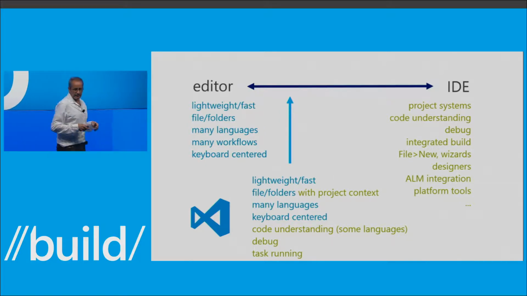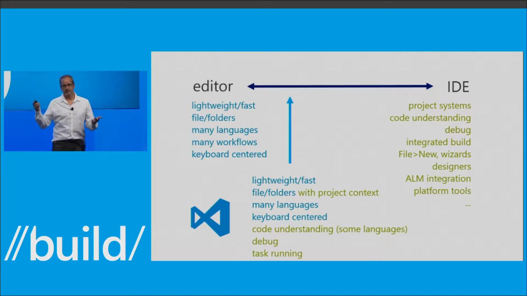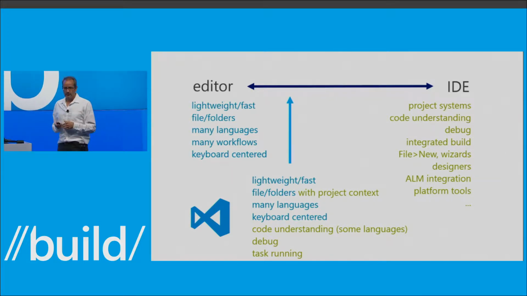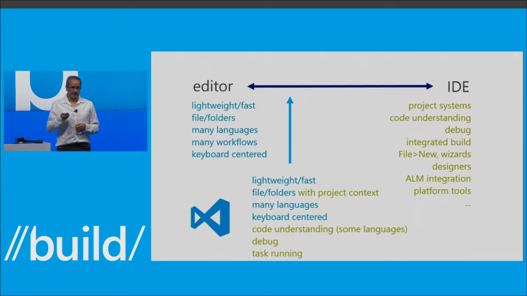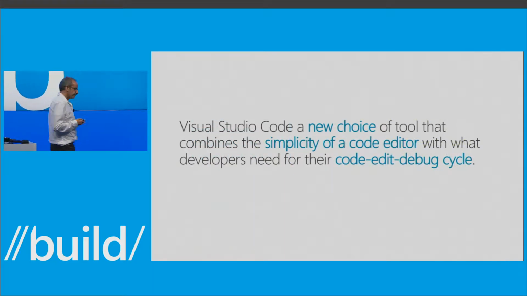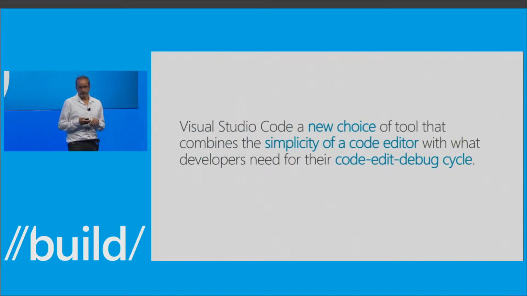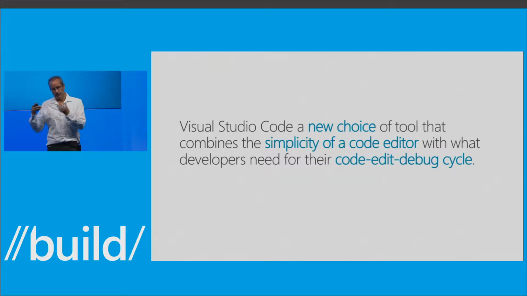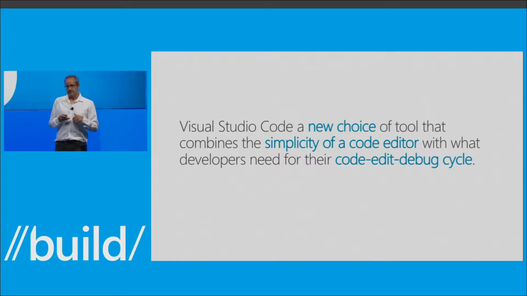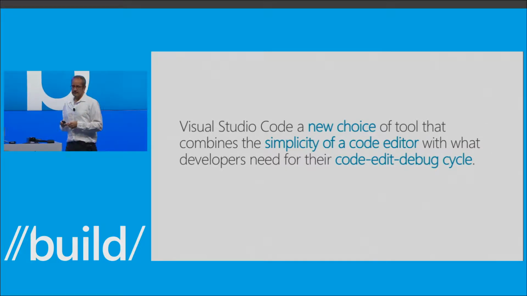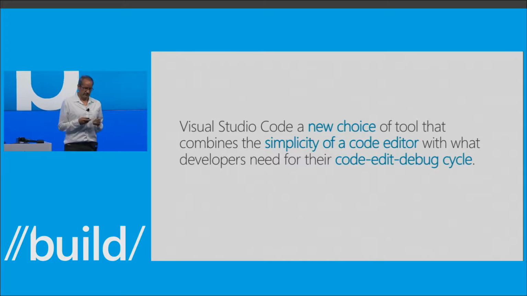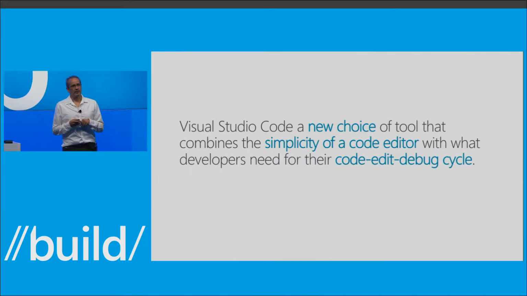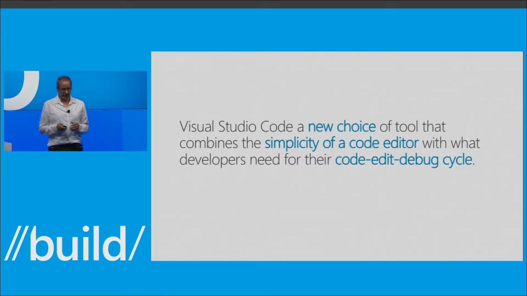And rather than having an integrated build system, we just allow you a loose integration of running tasks. And the task can run a build, can run tests, can do deployment. So it's very loose. And we will also demo later on what we mean by that. So in summary, Visual Studio Code should give you a new choice of tool. If you're more editor-centric, it should have the simplicity and the speed of a code editor, but enriched to cover the code-edit-debug cycle. Okay, that's basically where we want to be.